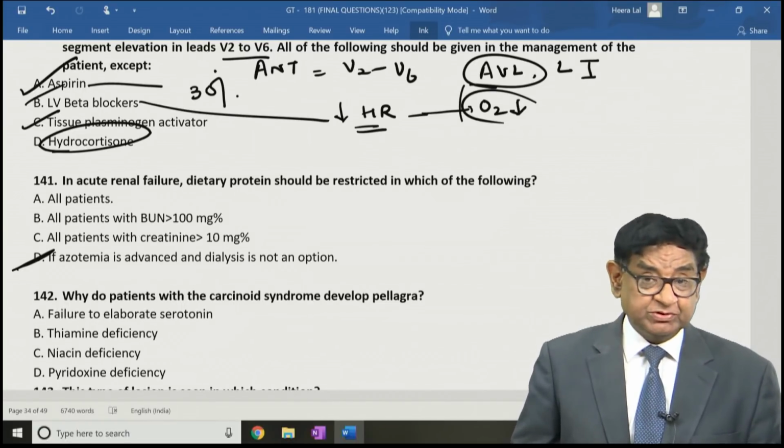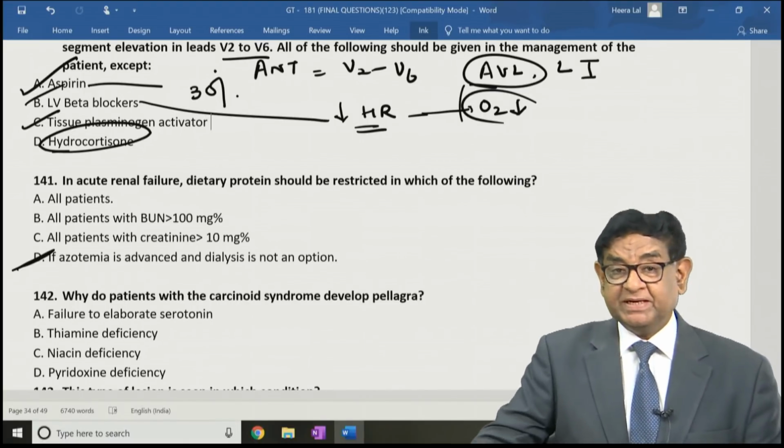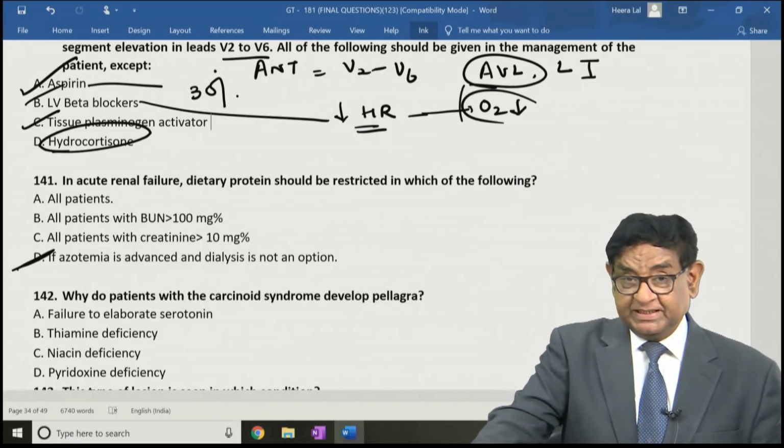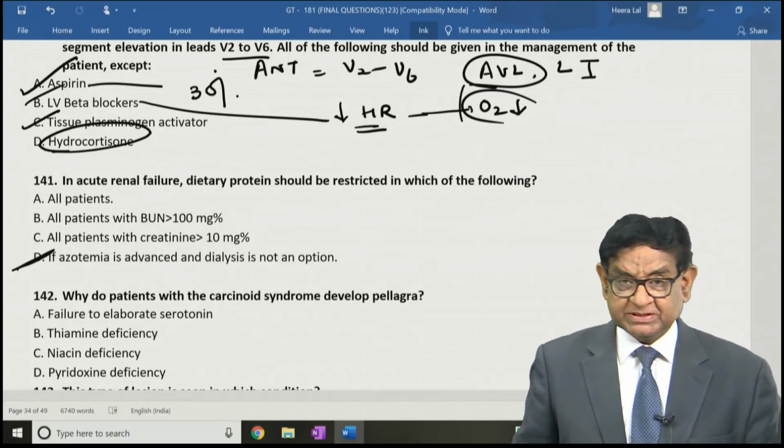But in the exam, you have to choose. Remember, one more thing you got to remember. In the exam, the examiner never says choose the right answer. He says choose the most appropriate answer. Again, I come back to the same question.